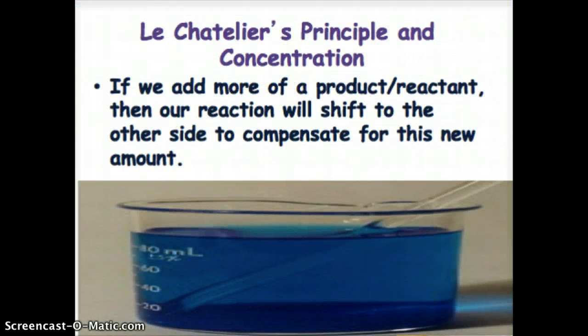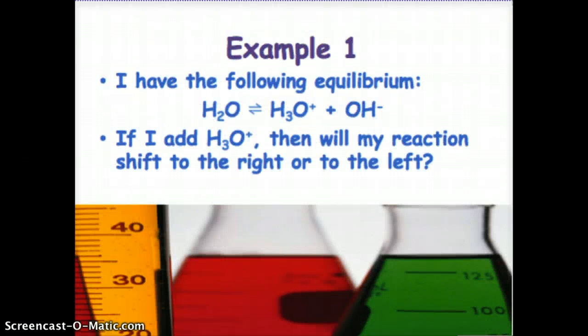Well, let's look at the first one, concentration. If we add more of a product or a reactant, then our reaction will shift to the other side to compensate for this amount. That probably made absolutely no sense to you, and that is why we come up with examples. So I have the following chemical reaction.